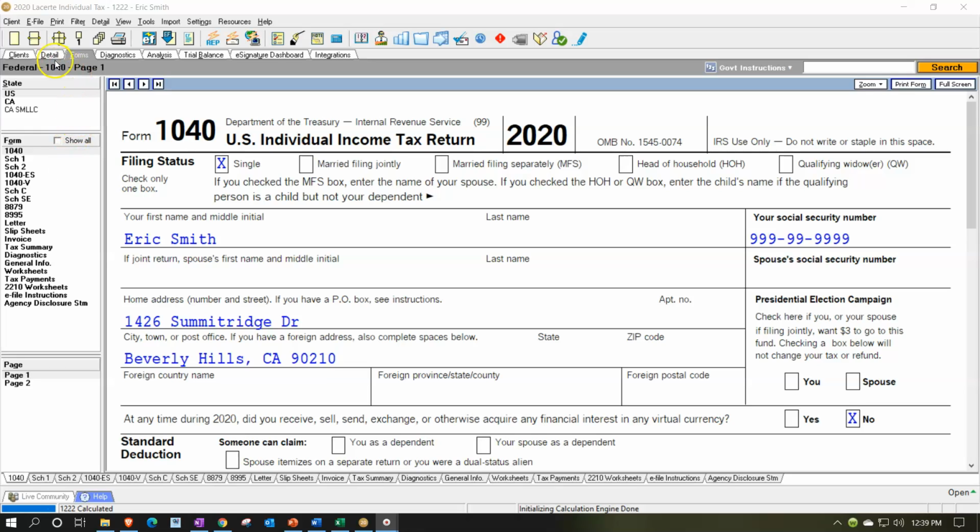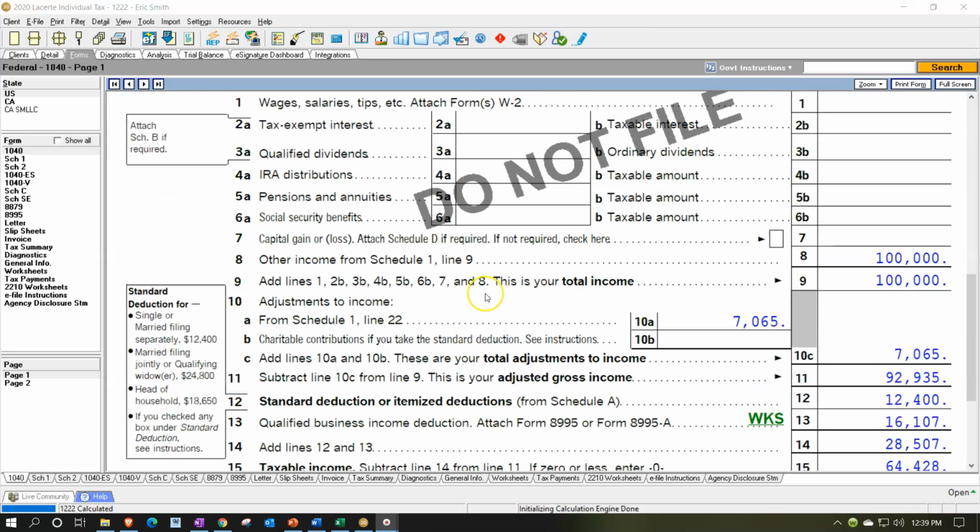We're going to be going back and forth from the detail to the forms as we make different adjustments or alternatives and scenarios, the software making it easier for us to do so. Starting scenario will be single tax filer, Eric Smith, living in Beverly Hills 90210. We're going to be starting out with a Schedule C business.